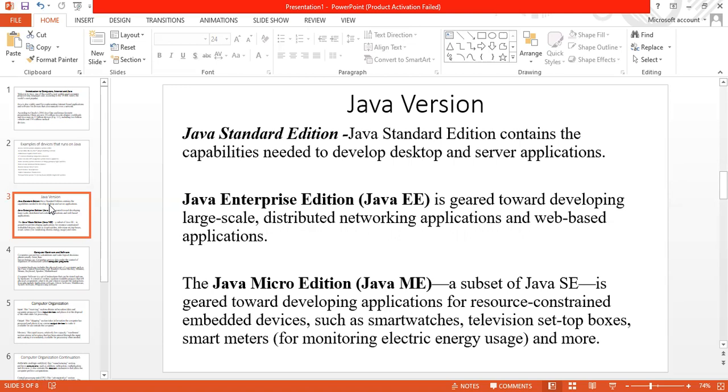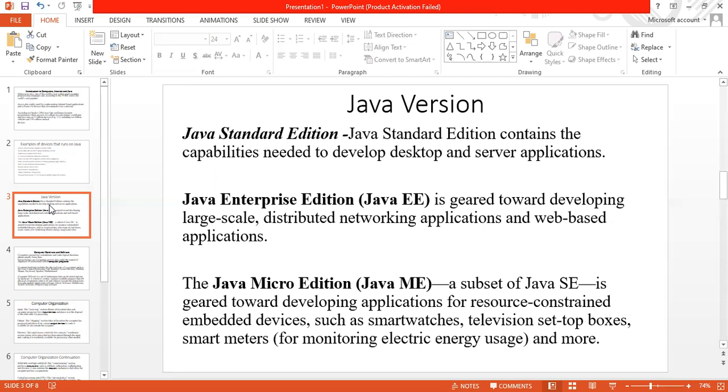So when you are developing, for example, Google or Facebook, these are networking applications that are examples of Enterprise Edition that we can make use of Java for. Also, we have the Java Micro Edition. It is a subset of Java Standard Edition. Don't forget, I said earlier that Java Standard Edition contains the capabilities needed to develop desktop and server applications.